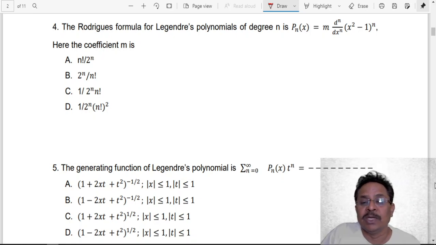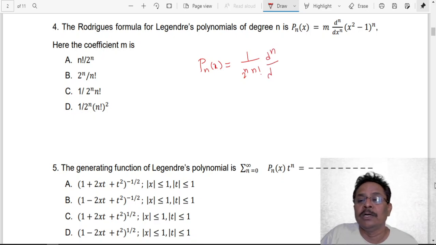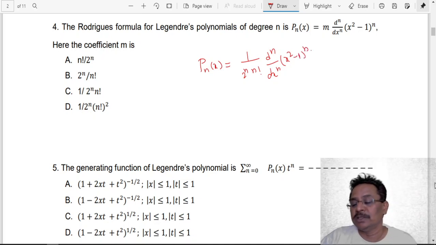Out of this, if you remember this formula, we have written this several times: Pn(x) is given by 1 upon 2 raised to n into n factorial multiplied by d^n/dx^n of (x^2 - 1)^n. Using this formula, we can find all the polynomials, and therefore comparing this, I get the coefficient is 1 upon 2 raised to n into n factorial, and C is the correct answer of this question number 4.